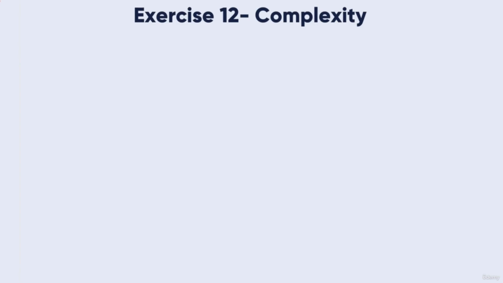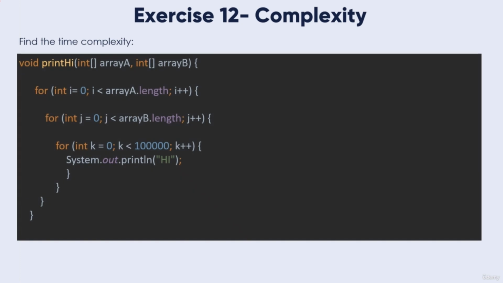Well, hello, my friends, and welcome to exercise number 12. We are going to solve the time complexity of the function printHigh. In this function, we have printHigh taking as parameters the int array A and int array B. And we have 3 loops inside, and they are nested. And we are going to print high in the K loop.